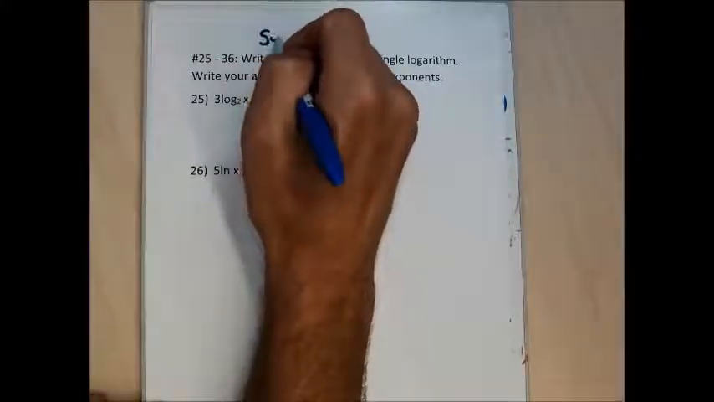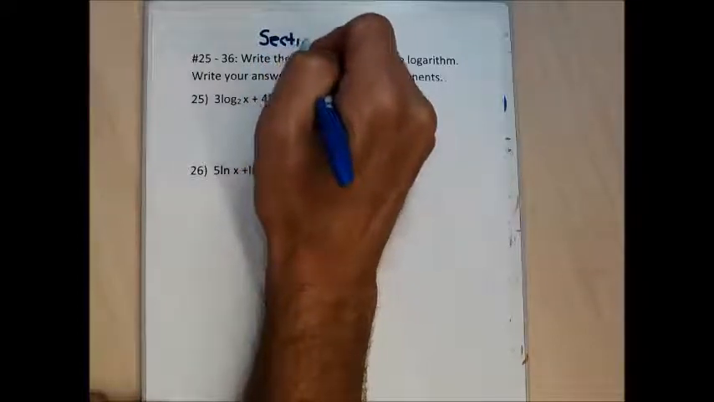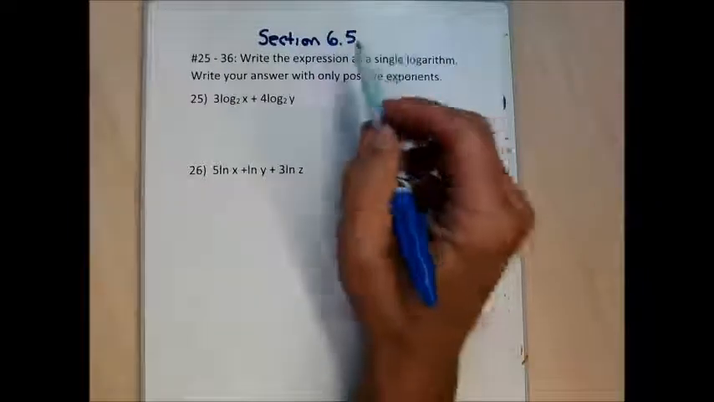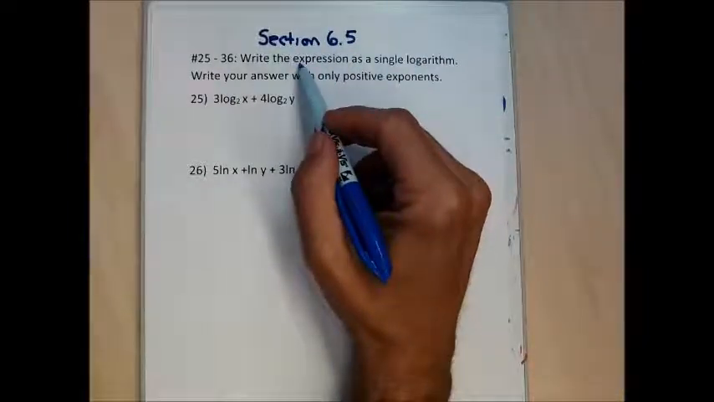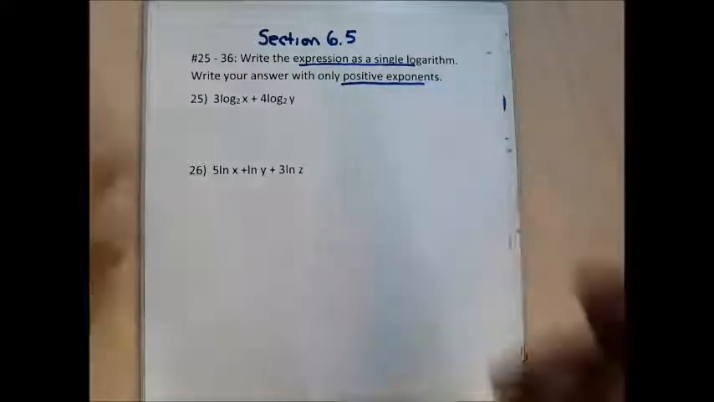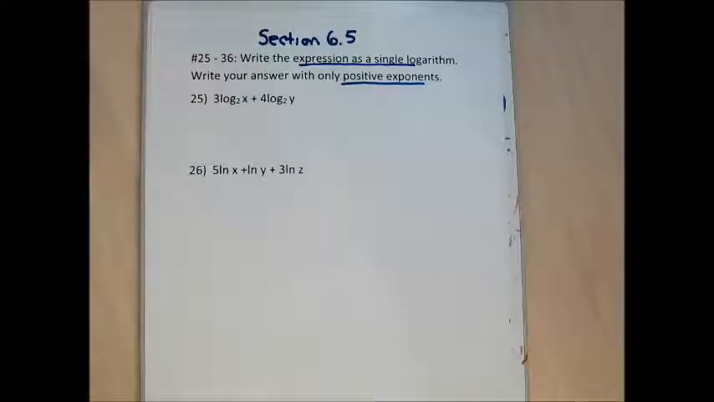So this is going to be the end of section 6.5, and it's going exactly backwards from what we just did. The instructions ask us to write the expression as a single logarithm with only positive exponents. Each of the problems between 25 and 36 will have 2 or 3 or 4 logarithms being added or subtracted, all with the same base. And we're going to be asked to do the rules backwards and make the multiple logarithm problem into something that has one logarithm.